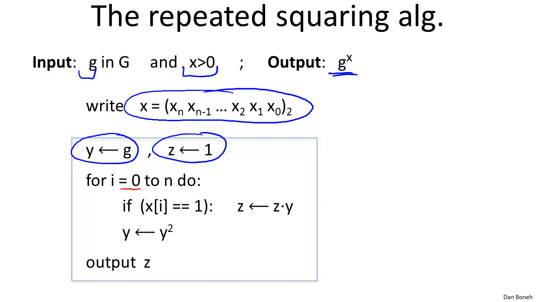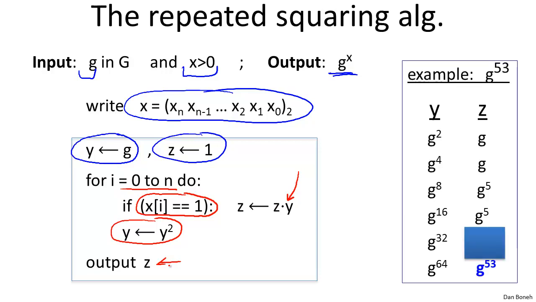We loop through the bits of X starting from the least significant bits, and then we do the following. At every iteration, we're simply going to square Y. Y just keeps on squaring at every iteration, and then whenever the corresponding bit of the exponent X happens to be 1, we simply accumulate the current value of Y into this accumulator Z, and then at the end, we simply output Z. That's it. That's the whole algorithm, and that's the repeated squaring algorithm.